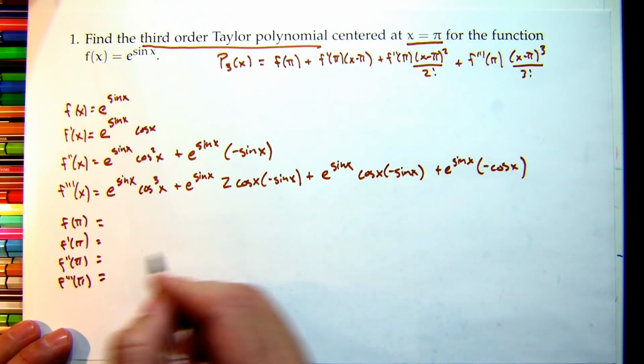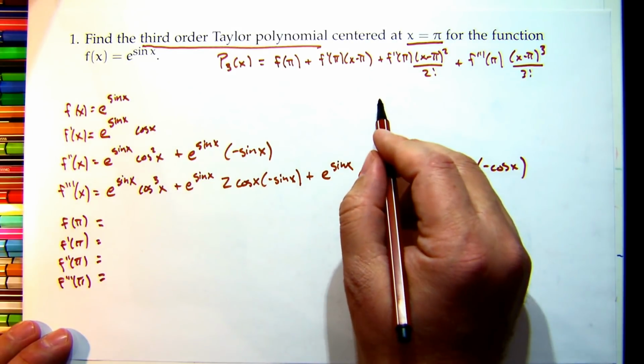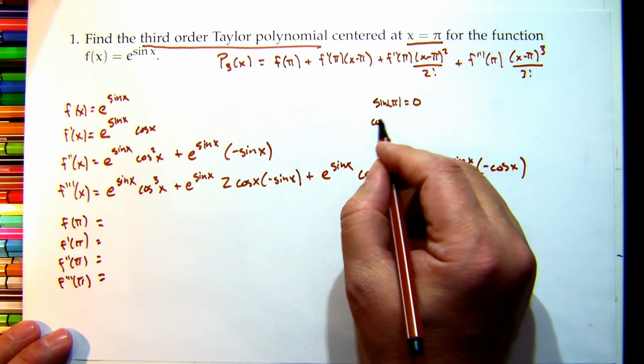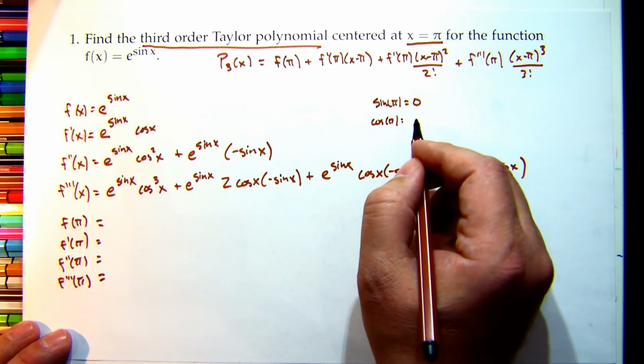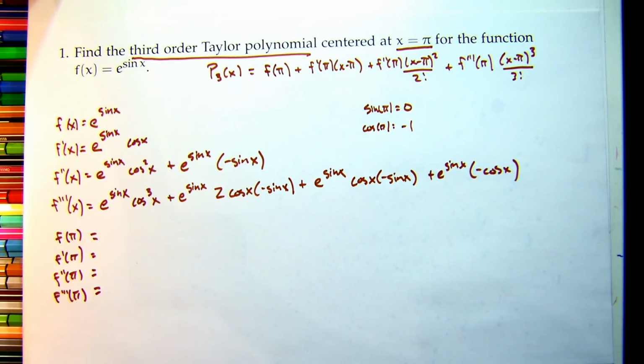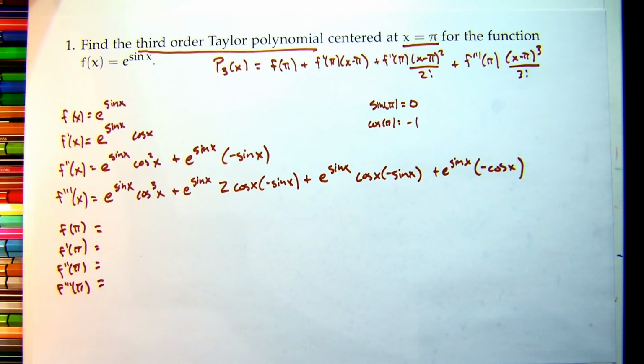So to help us, we just need to remember a few things. One thing to remember is that sine of pi is 0, and cosine of pi, do you remember that one? Negative 1. All right. So, everywhere you see sine, that's going to become 0. Everywhere you see the cosine, that becomes negative 1.